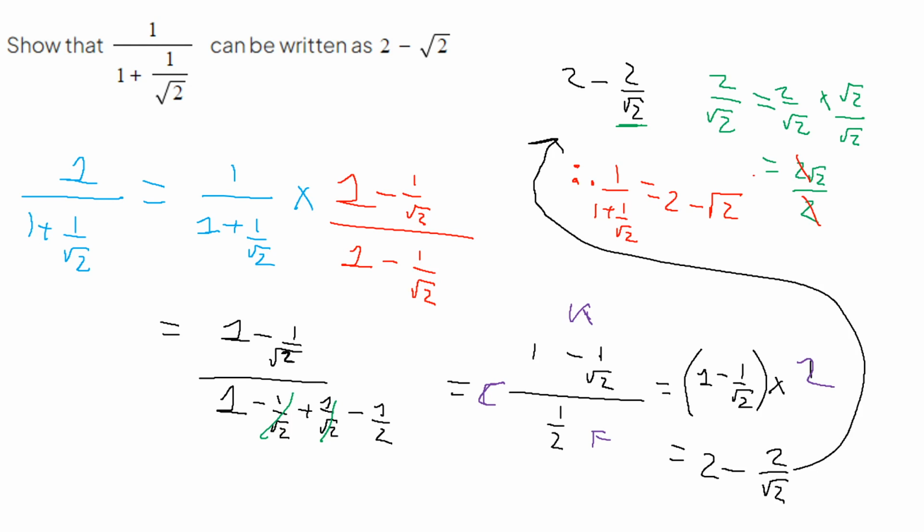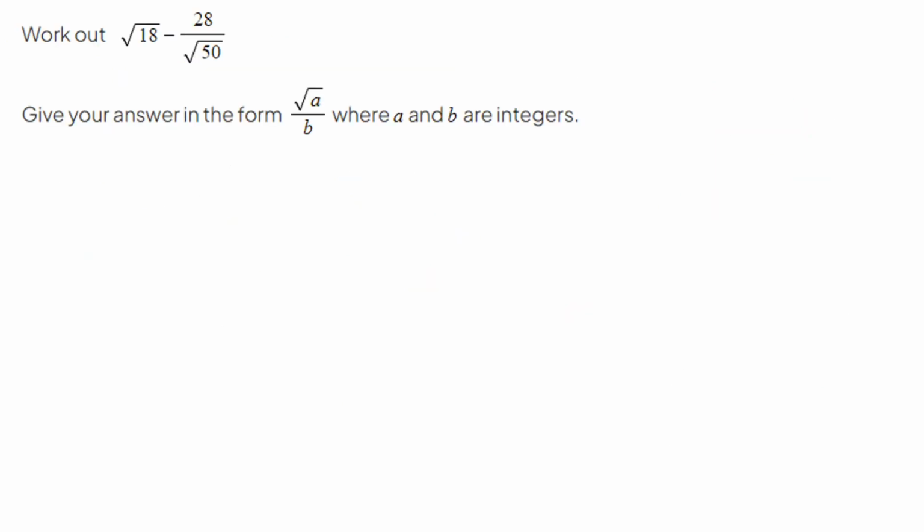So all we needed to do was rationalize the denominator as if it were a double bracket, like we did before. And then rationalize the denominator as if it's just one surd that we're trying to rationalize. What about something like this? For this one, we're told, work out what root 18 minus 28 over root 50 is, giving your answer in the form root a minus b.